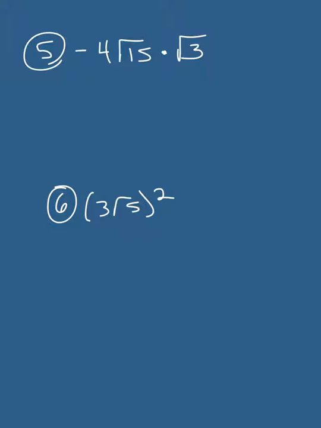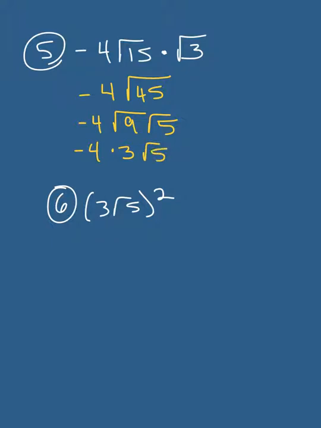Now we're going to look at a few other operations. So in number 5, I have negative 4 root 15 times root 3. So I have negative 4. Now remember I can multiply what's underneath the radical sign. So I have 15 times 3 gives me 45. And so I have to continue to simplify. So I have negative 4 times the square root of 9 times the square root of 5. Remember 9 is the highest perfect square that goes into 45. So it gives me negative 4 times 3 root 5. So my final answer is negative 12 root 5.